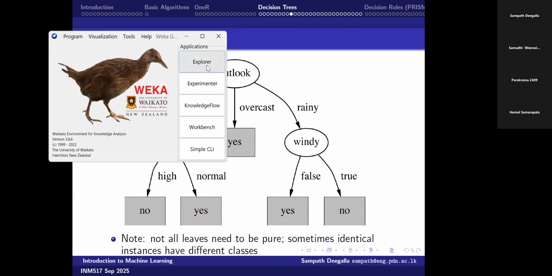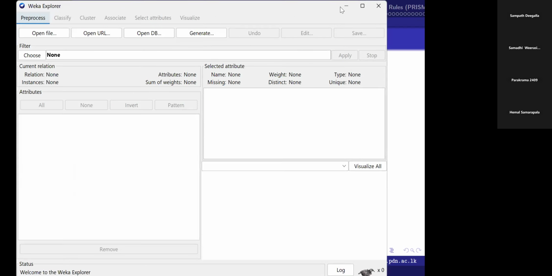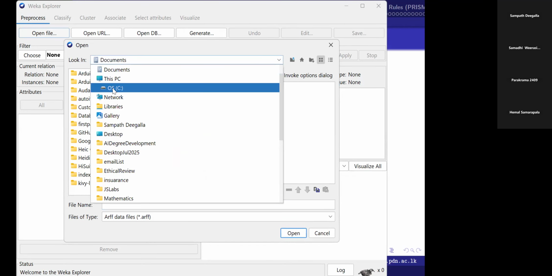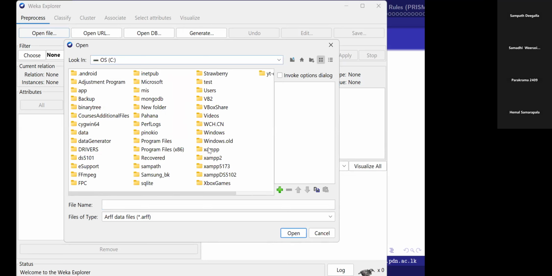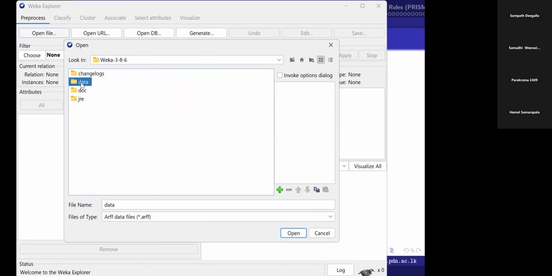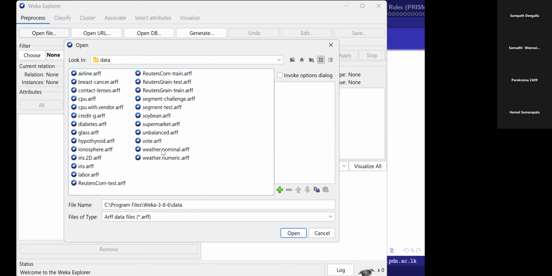You can go to explore again. We are going to open the default data that comes with the WEKA installation. So under the WEKA folder, you can find the data folder. I'm going to select the one with the nominal first.